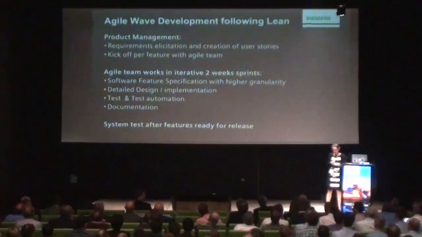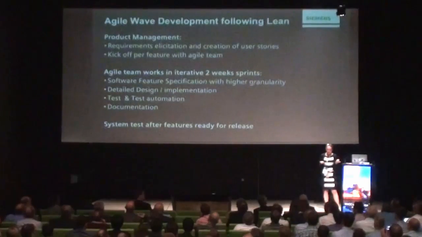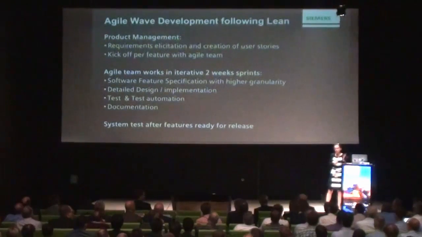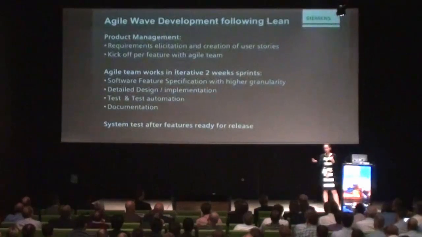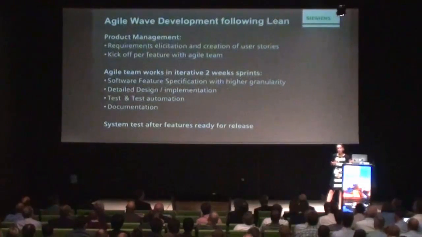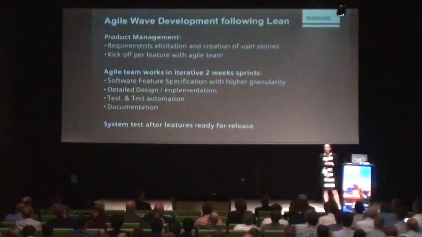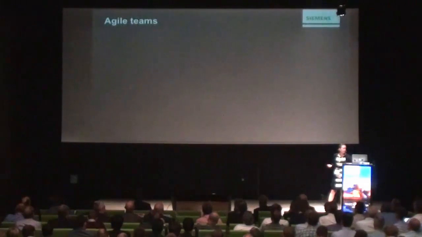The agile teams work in iterations of 2 weeks, so every 2 weeks the complete life cycle is done from requirements, specification, implementation, and testing, ideally, small tasks, of course, and every 2 weeks we do a review with product management and a planning of the next 2 weeks. So again, if something urgent comes in, we can switch. At the end, when all features are ready for release, then we make a 2 to 3 month system test for the whole release before we make it available to you.